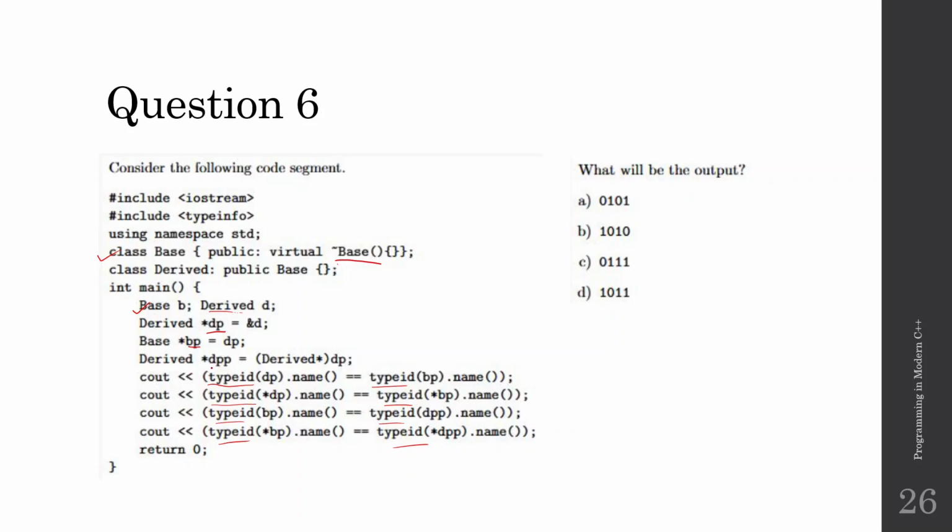And then we also have dpp, which we are setting by casting using the C style cast, and we are setting dpp to dp. And as we saw previously, dp is already of derived type, so nothing actually changes. dp and dpp are the same. So I will draw a diagram here.